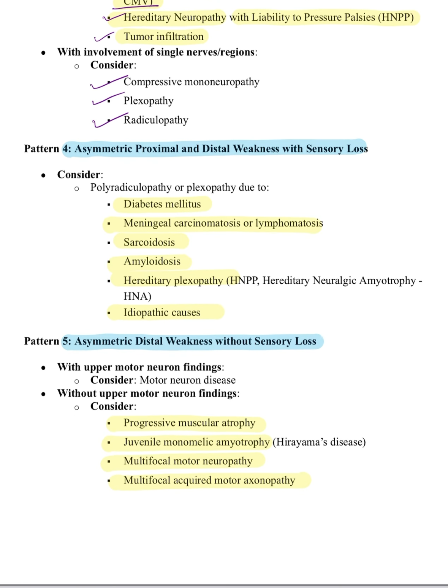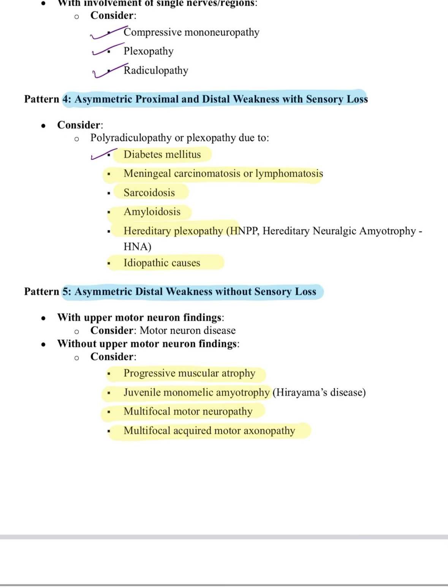Next is asymmetric proximal and distal weakness with sensory loss. In that, diabetes, meningeal carcinomatosis with lymphomatosis, sarcoidosis, amyloidosis, hereditary plexopathies, and idiopathic causes.